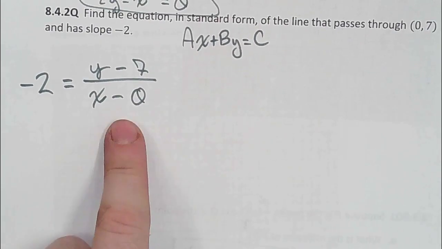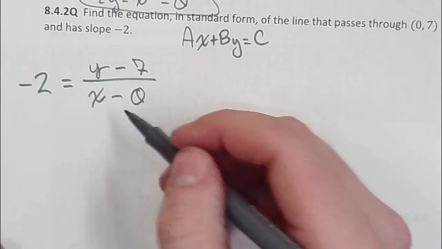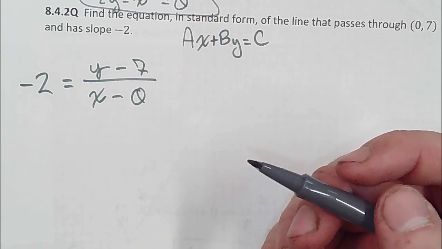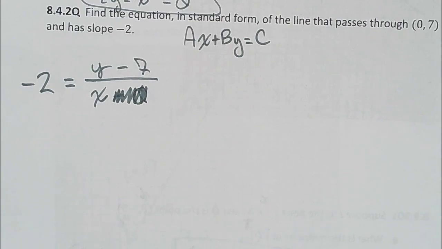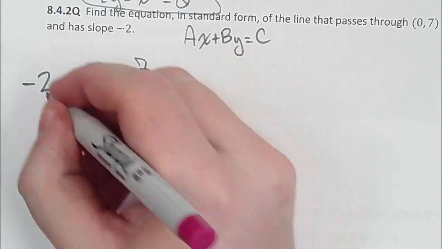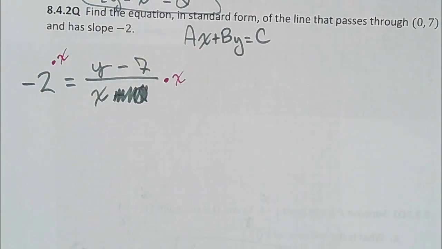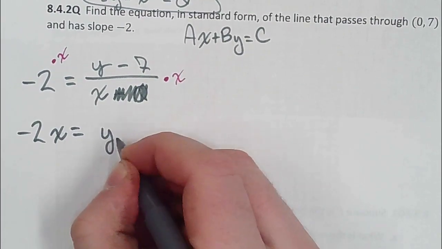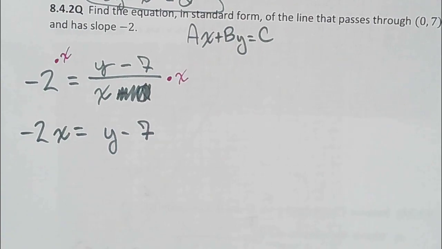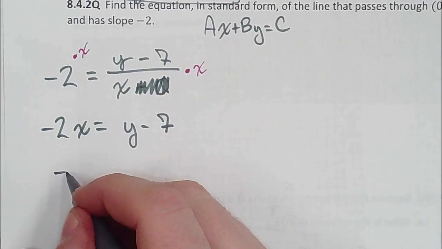Here we can times by x minus 0 to both sides, but isn't x minus 0 just x? Like x take away nothing is just x, right? So instead of times by x minus 0, let's times by x to both sides. When we do this, we get -2x equals y minus 7. Get an x and y on the same side. I'll subtract that. Why not?